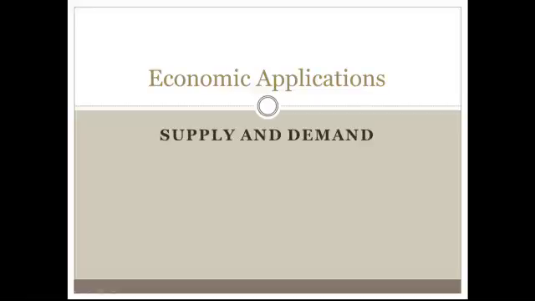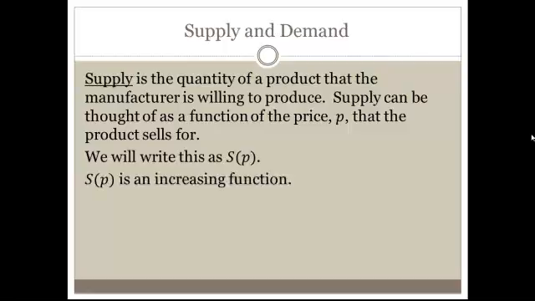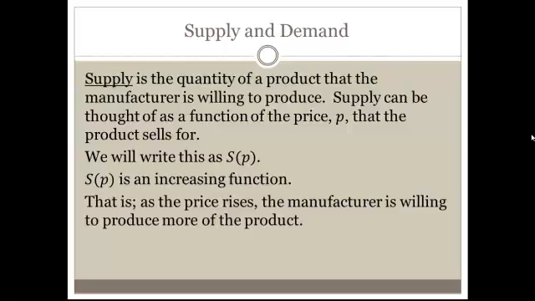Let's look at our next application to economics, supply and demand. Supply is the quantity of a product that the manufacturer is willing to produce. Supply can be thought of as a function of the price P that the product sells for. We write this as S of P. S of P is an increasing function because the higher the price P, the more the manufacturer is willing to produce. That is, as the price rises, the manufacturer is willing to produce more of the product.